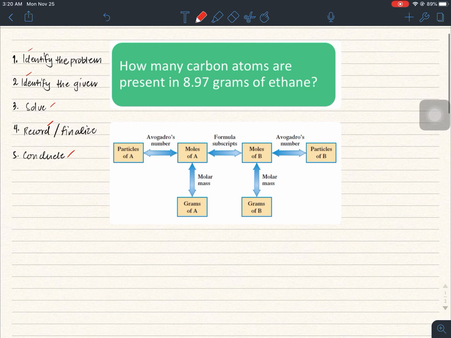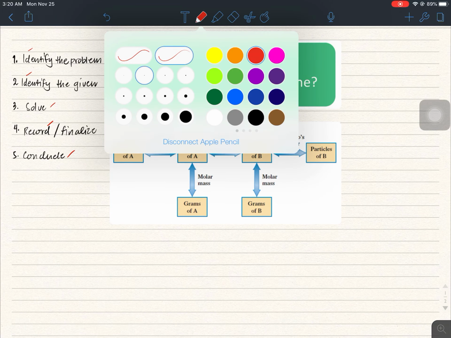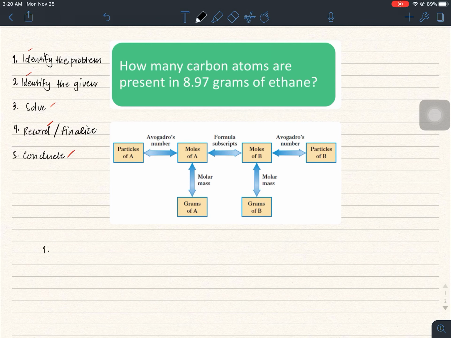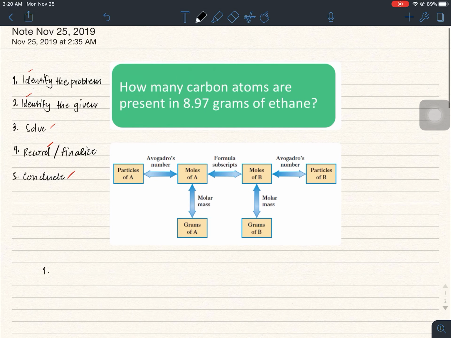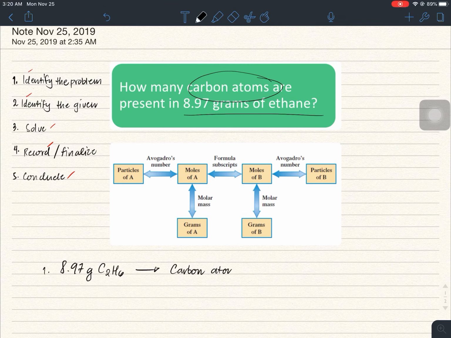So let's start with number one. Step number one is identification of the problem. Let's read the question. How many carbon atoms are present in 8.97 grams of ethane? So it says here that we're going to start with 8.97 grams of ethane. Now, ethane is chemical formula C2H6, and the problem wants us to convert it to carbon atoms. So just simply write it down, carbon atoms.